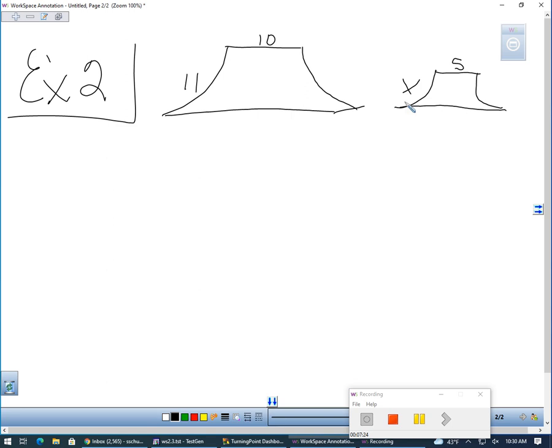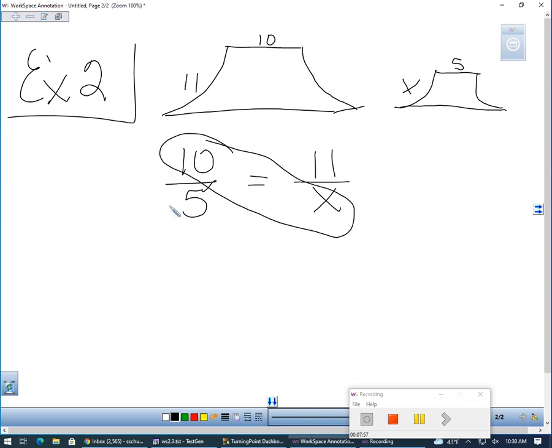Okay, so let's set it up. We're again going to go big over small. So we're going to take 10 over 5. Okay, so we multiply the direction of our variable first. So 10 times x is 10x equals 5 times 11 is 55.